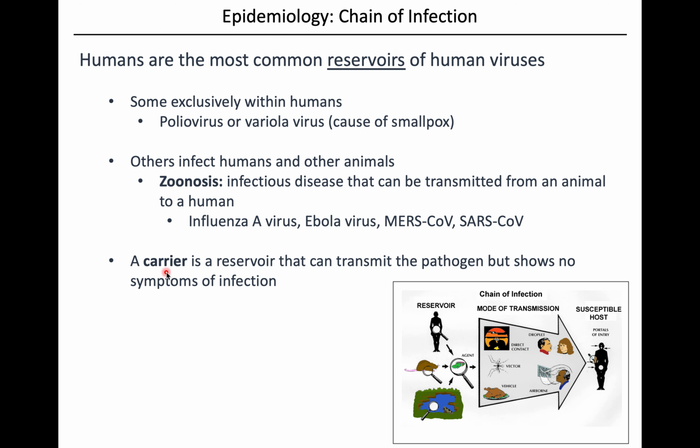So you're probably familiar with this term being a carrier. Carrier is really any reservoir that can transmit the pathogen but shows no symptoms. So that could be a human, an asymptomatic human, or an animal, right? A lot of these viruses may not make animals sick to the extent that they do humans. So they'd be considered carriers.